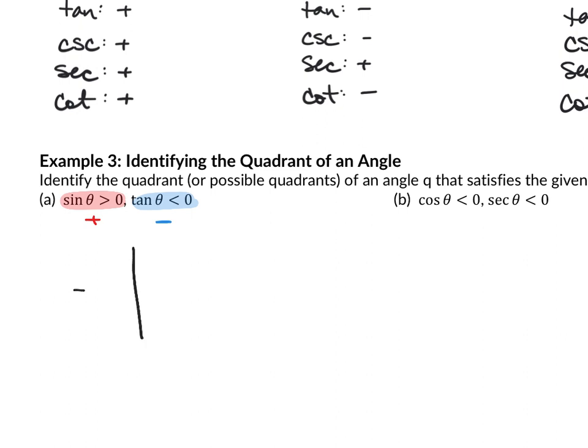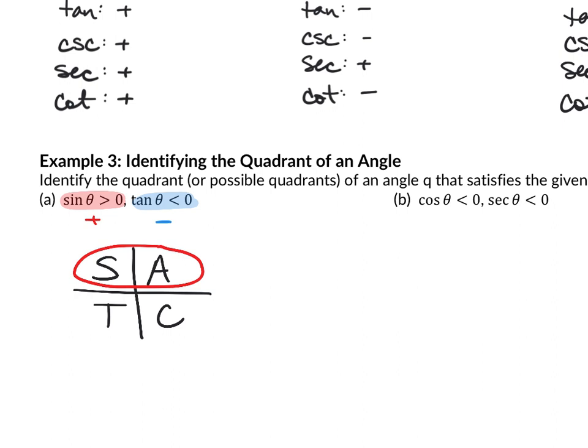I like doing it this way. There's plenty of ways to think about this, but I draw myself a nice coordinate grid with the All-Star Trig Class listed. We're going to circle the quadrants where the information we were given occurs, and then we're going to see where those two circles overlap. So the two quadrants where sine is positive are the first quadrant and the second quadrant.